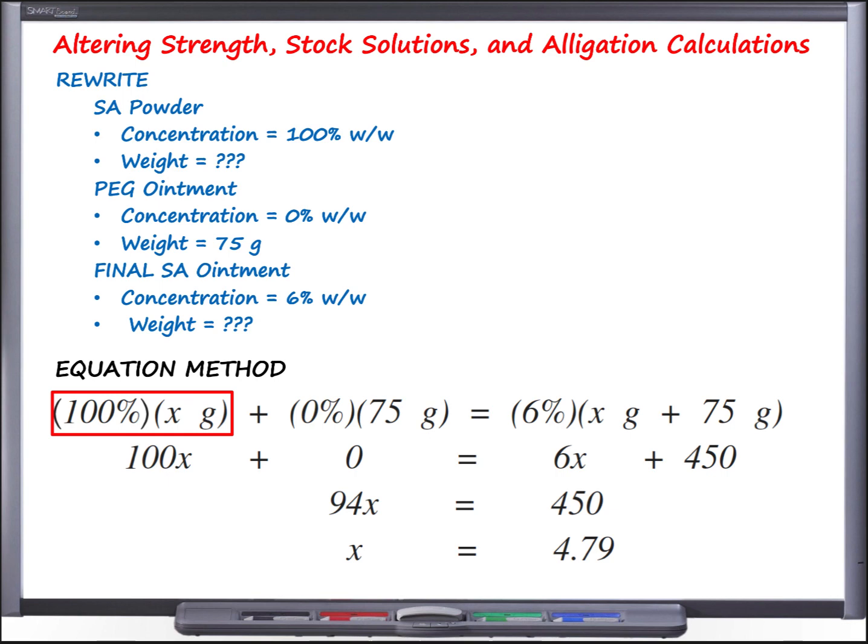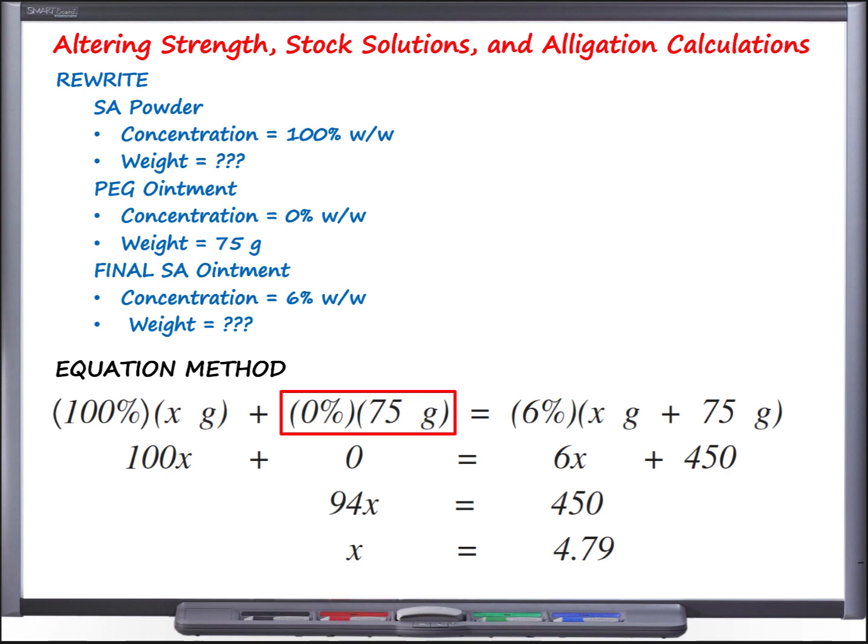And what we don't know in this question is the amount of salicylic acid to add. So let's set that quantity, that weight, equal to X. X equals the weight of salicylic acid to add. So that's why we're going to multiply our 100% times X grams. Okay, so that's our powder. What are we going to add our powder to? We're adding it to that PEG ointment base.